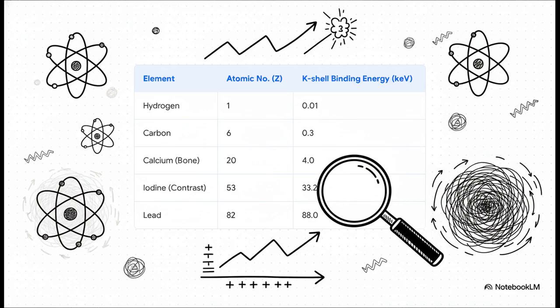This is exactly why we use iodine as a contrast agent. Its atoms are way better at grabbing X-rays than our regular tissues. And then you have lead, with 82 protons, a massive 88 keV binding energy. That's why it's so good for shielding. So here's the key takeaway. The more protons you have in the nucleus, the higher the atomic number, or Z, the stronger that pull is, and the higher the binding energy. This rule is fundamental to everything we're about to talk about.